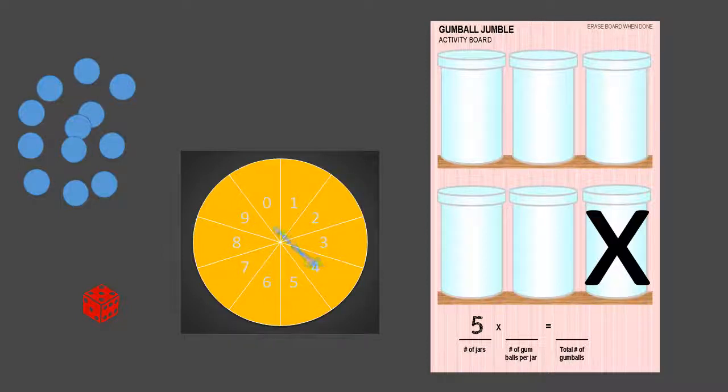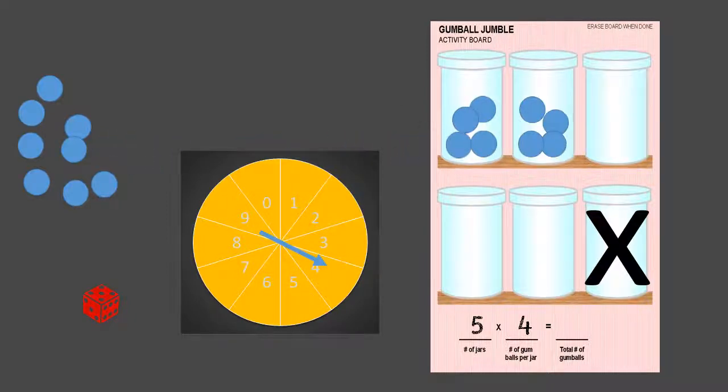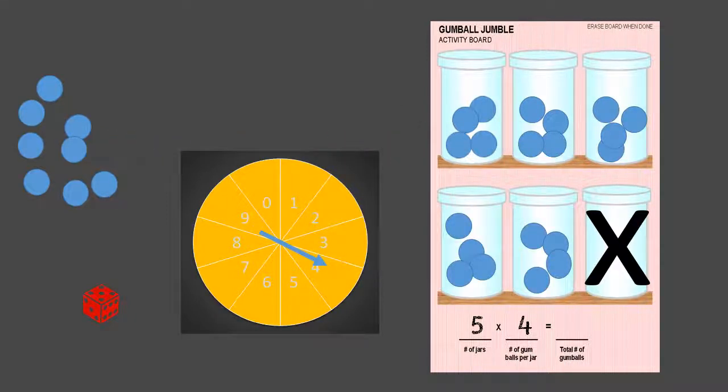They will then spin the spinner, which will tell them how many gumballs in each jar. In this case, it will be 4, so they can place 4 gumballs into each jar that they have. And they will do that for each jar, 4 gumballs, until they have filled up each of the jars.